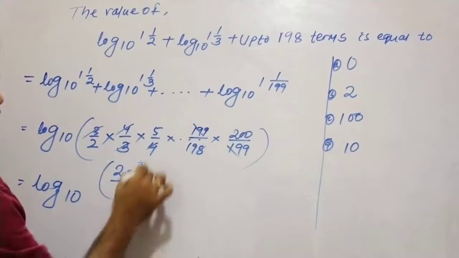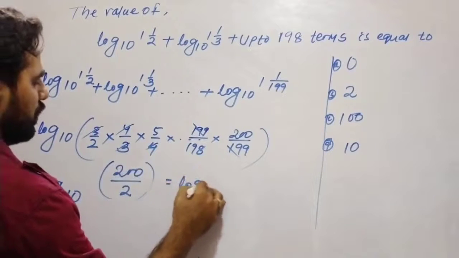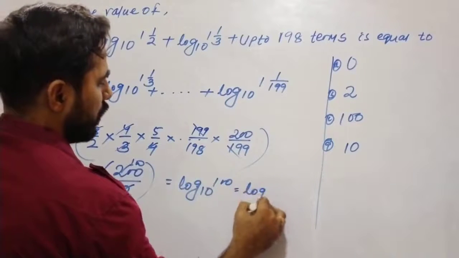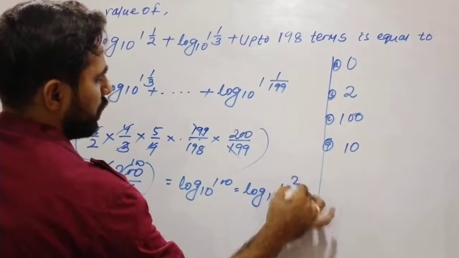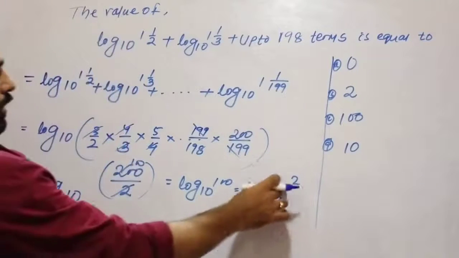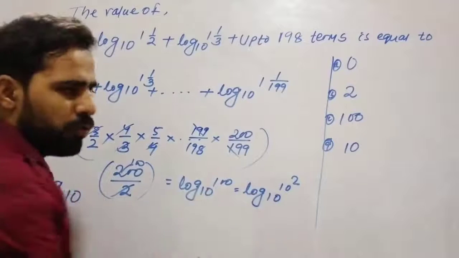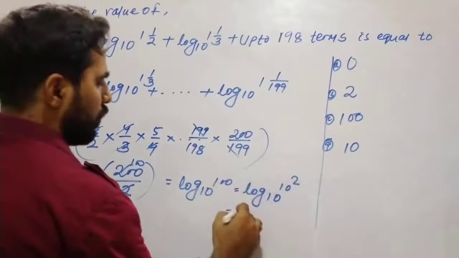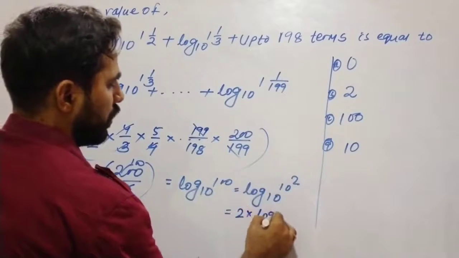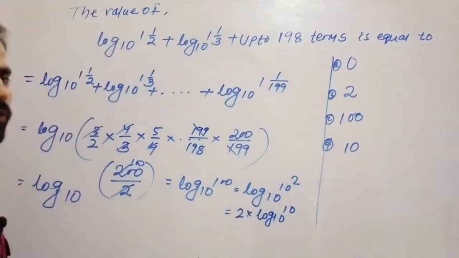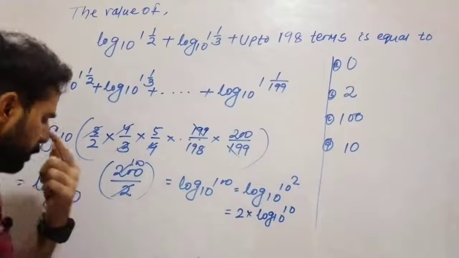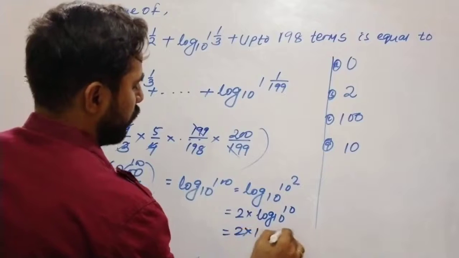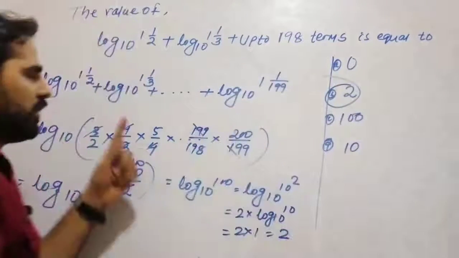That means log of 100, which is equal to log of 10 raised to the power square, since 10 square is equal to 100. By using the power law, log of a to the power m to the power n is equal to n into log of a. So 2 into log base 10 of 10. As we know that if the power and base are equal, the value is 1. So 2 into 1 is equal to 2. Option 2. This is the answer.